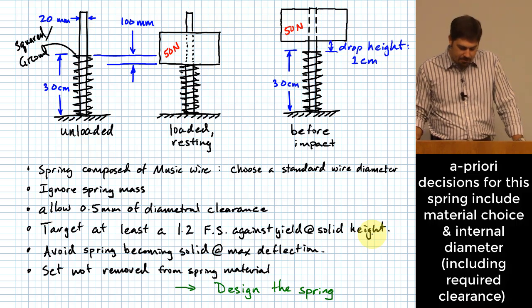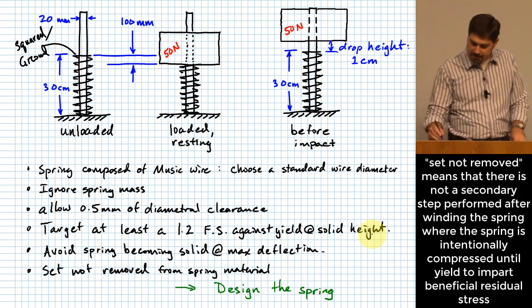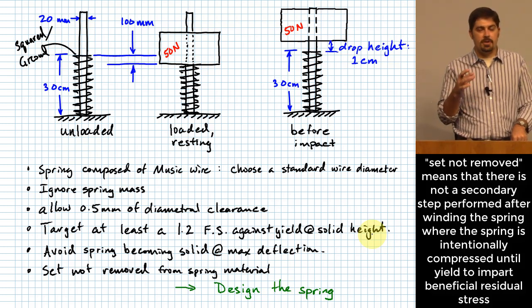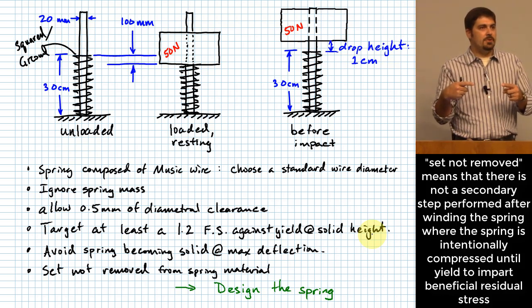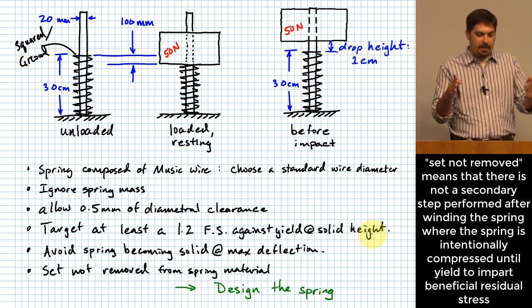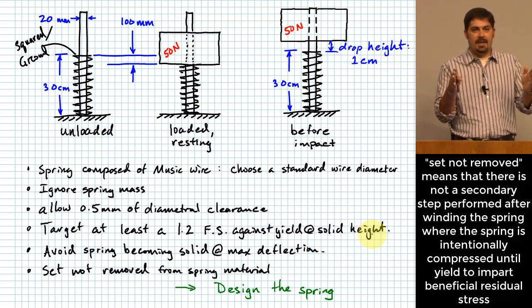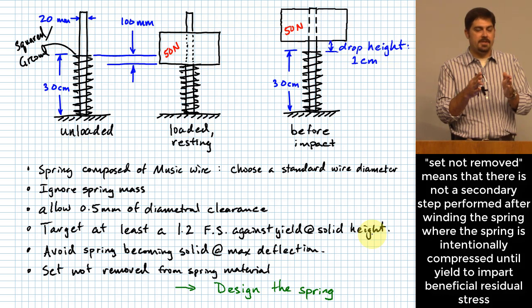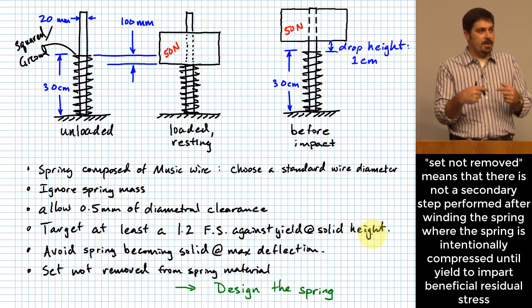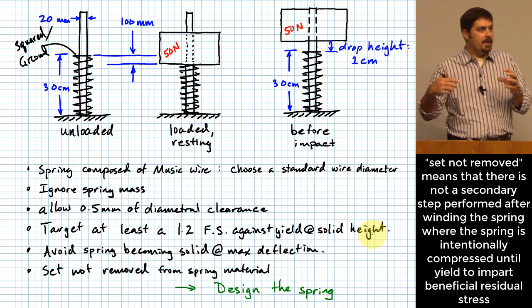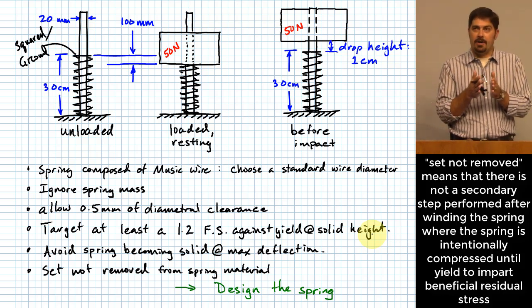We're also going to assume that the set is not removed from the material. Basically, there's a second process you can sometimes do in springs: after you have wound it, you wind it so that the free length is a little bit longer than it needs to be, and then you intentionally squish it down to the point where you intentionally yield it. When you do that, it creates a different kind of residual stress in the spring wire than you would have had from it just being wound. And that residual stress that you leave in the wire ends up being beneficial.